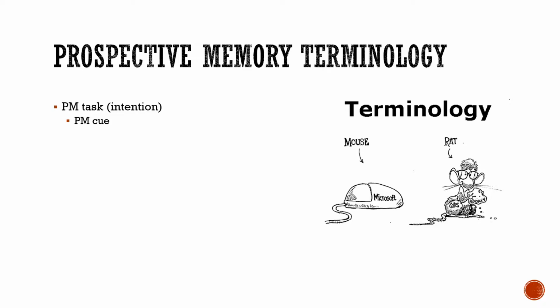And of course, after you notice the prospective memory cue, you have the prospective memory action, which is the actual intention that you are trying to fulfill. So remembering to stop at the store would be the action in that case. Remembering to go to the bank before it closes. That's the action itself.